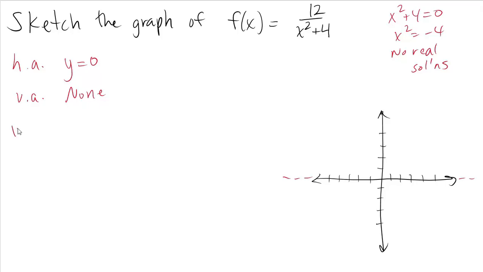One point that we like to find is the y-intercept. You get that by plugging 0 in for x. So we get 12 over 0 squared plus 4, which is 3. So this graph goes through the point (0, 3).